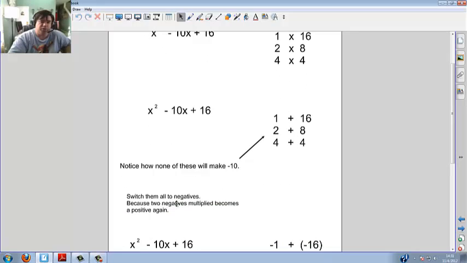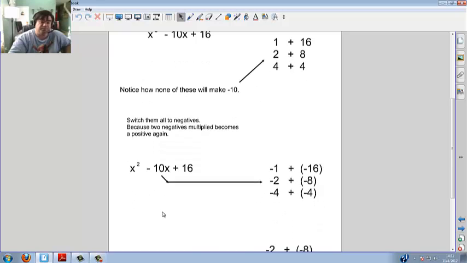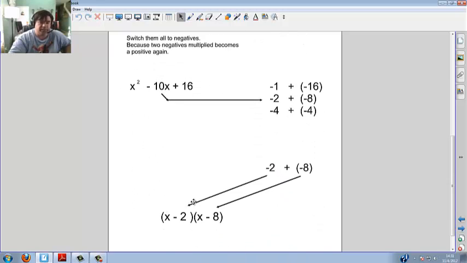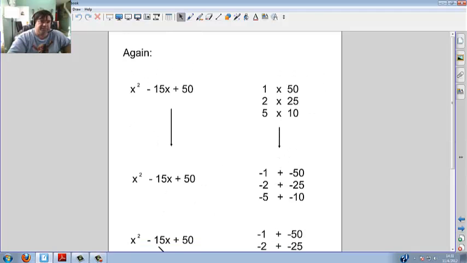However, if I switch them all to negatives, because two negatives multiplied becomes a positive anyway, so I can change this to negative 1 and negative 16, negative 2 and negative 8, and negative 4 and negative 4. And notice negative 2 and negative 8 would make negative 10. So, plug it in. Instead of x, you could put x plus negative 2, or just x minus 2, and x plus negative 8, or just x minus 8. It's the same, but with negatives.